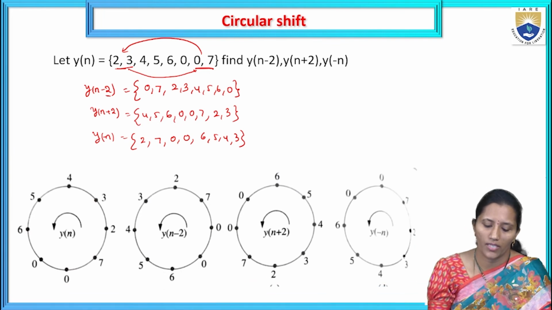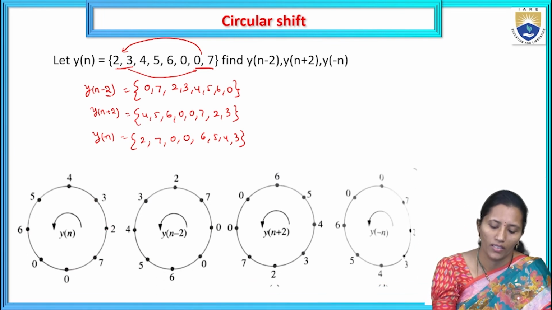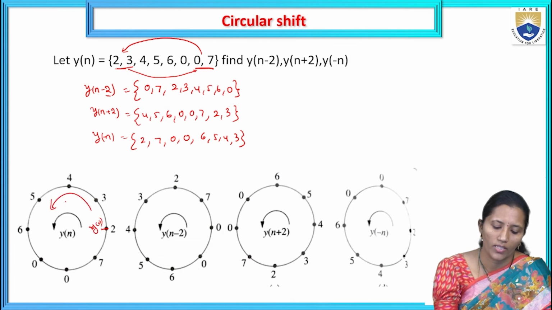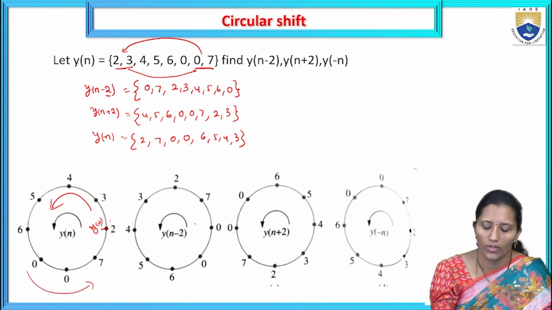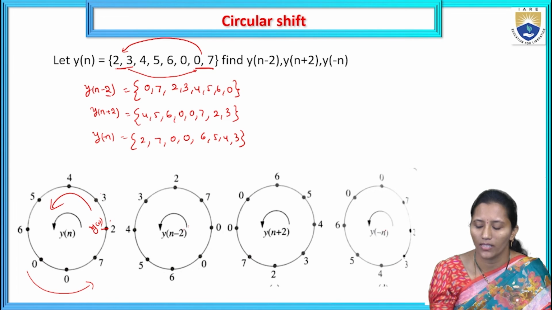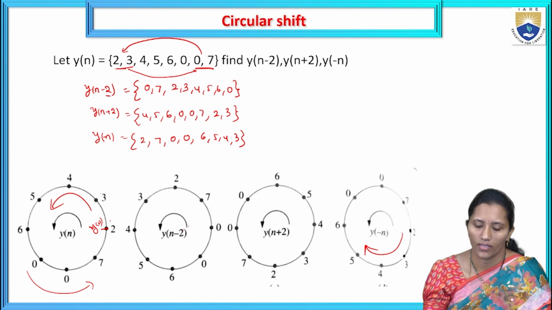If we represent that in the concentric circle method, this is the y of 0 sample. Anti-clockwise we have to represent 2, 3, 4, 5, 6, 0, 0, 7. For n minus 2, move this anti-clockwise by 2 units. For n plus 2, move to the right side. For y of minus n, just write it in the clockwise direction.